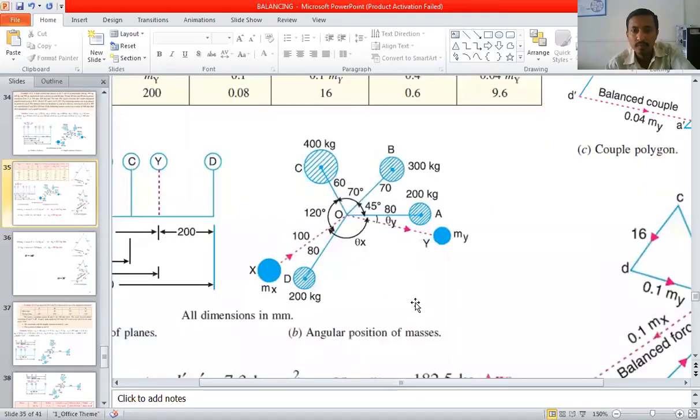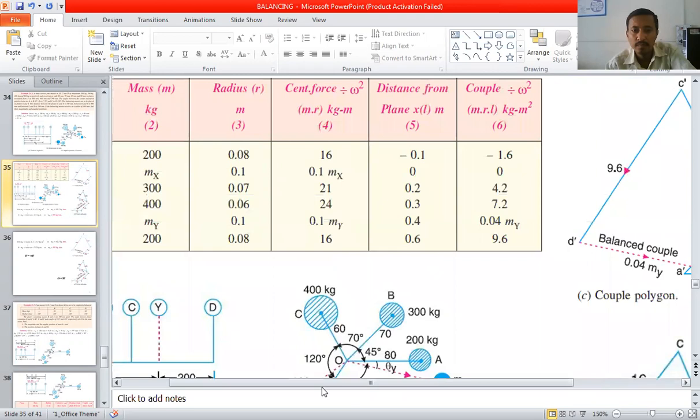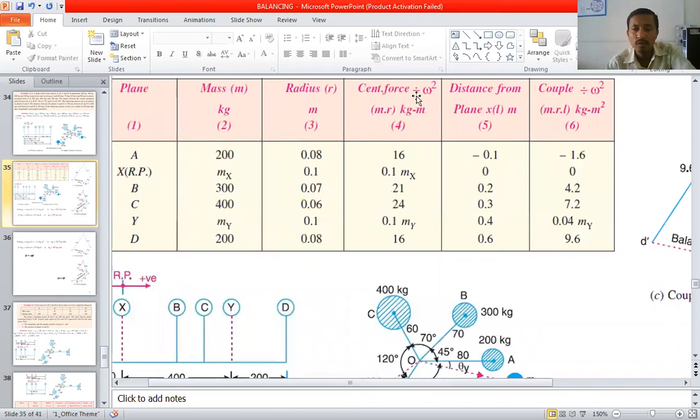So next step is force upon omega square. This is the fourth column: central force upon omega square. That is a product of m into r. Its unit is kg meter. So how to get this column? Just simply multiply these two columns, and we will get this column.